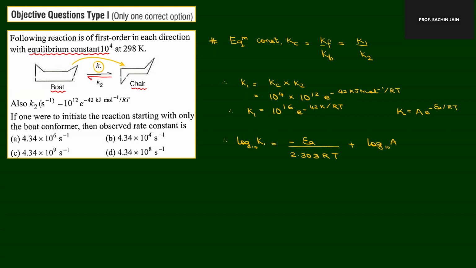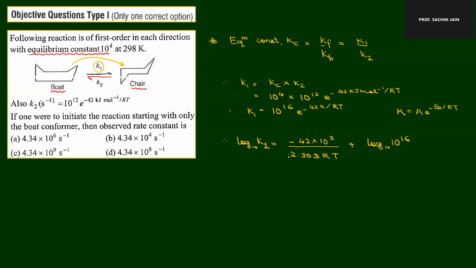Correct? So in this case, this will be log K1 equal to minus Ea by 2.303 RT, and log A will be actually log 10 raised to 16. I'm just substituting the values here. This will be 42 into 10 raised to 3, and log 10 raised to 16 will give 16.